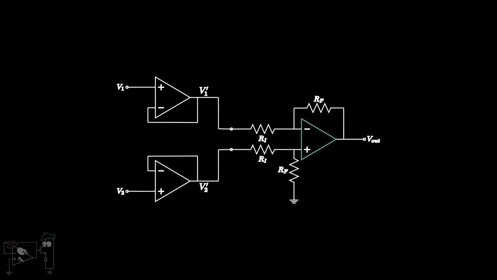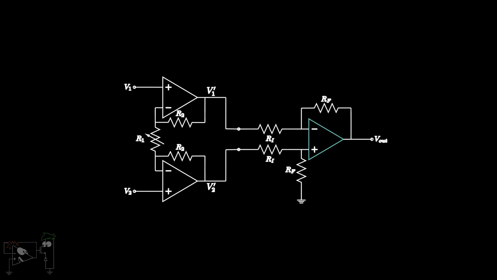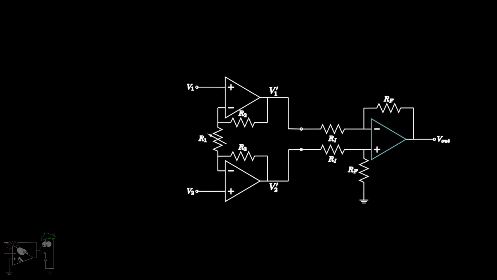We can further improve this circuit by enabling variable gain. This can be done by adding appropriate resistors in the feedback path. This circuit is called a 3-op amp variable gain instrumentation amplifier. Due to the virtual ground condition, the voltages at the two ends of R1 will be V1 and V2. Hence, the voltage drop across R1 is V1 minus V2, which is the full differential input.